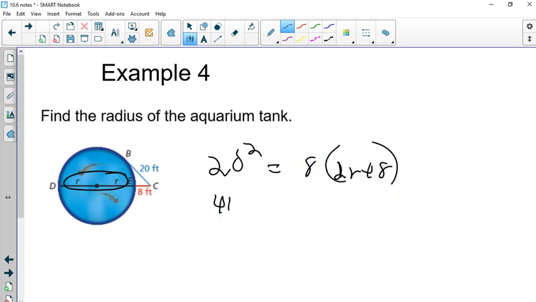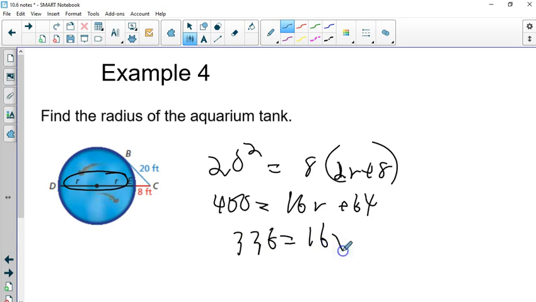So that's going to be 400 equal to 16r plus 64. When I subtract 64, that's going to give me 336 equals 16r. And if I divide, I get 21. So the radius is 21. And that is it.